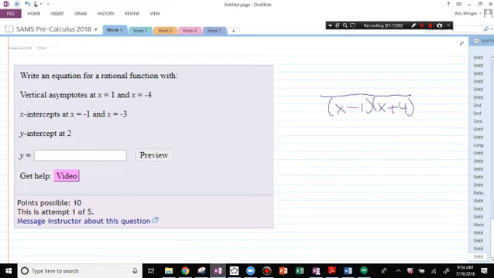Go ahead. Since it doesn't say the horizontal asymptote, we could assume that the top part has a higher degree, or it could be the same. Because they say nothing about the horizontal asymptote, we can make it whatever we want. Yeah, I prefer to make it the same, because then that doesn't hurt.